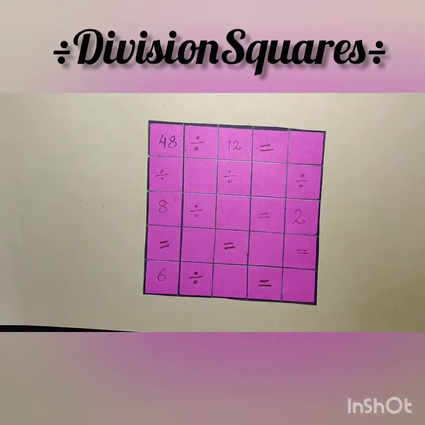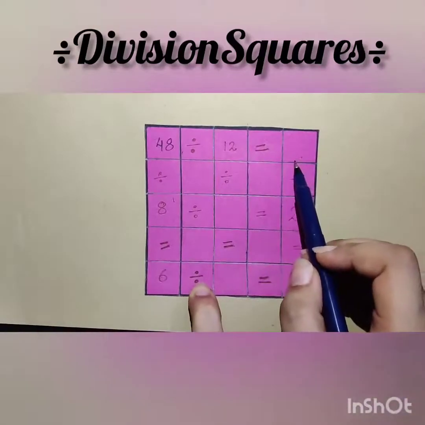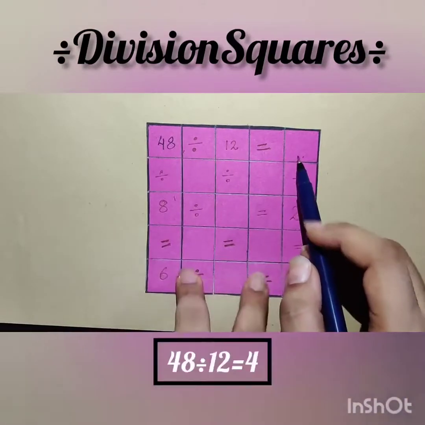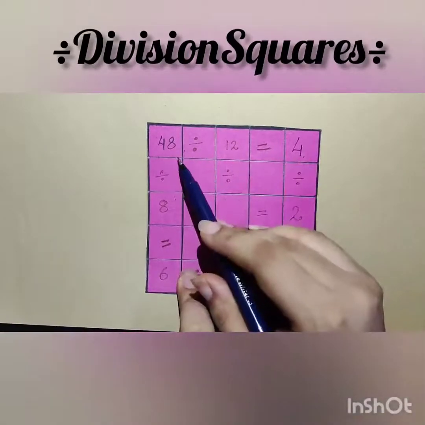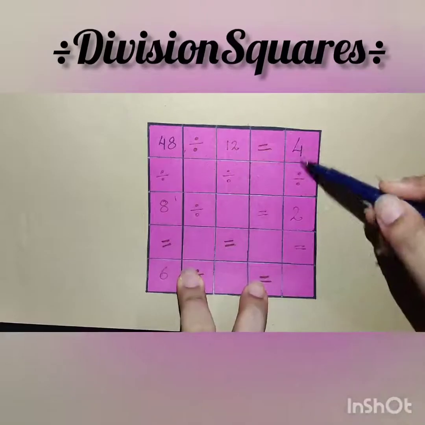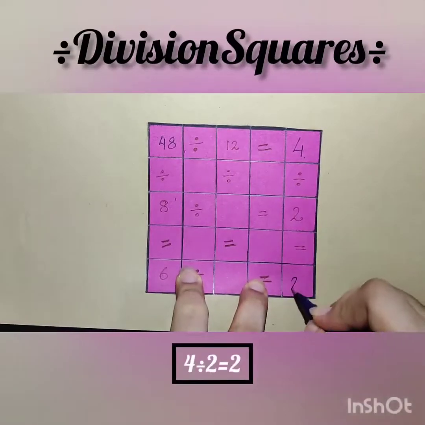Now we are going to do the first line. You all can see this 48 divided by 12 and the answer is, can anyone tell? The answer would be 4. 12 times 4 is 48, correct? Now we are going to do this line. 4 divided by 2, the answer is 2.